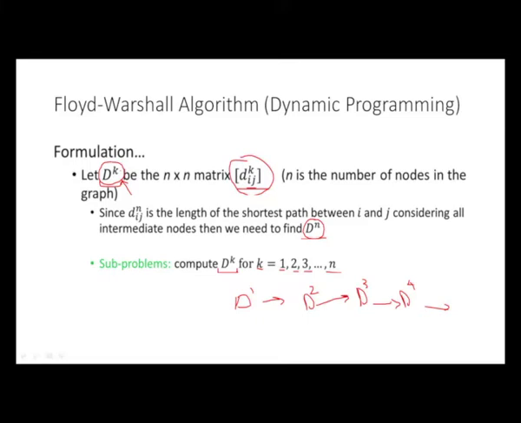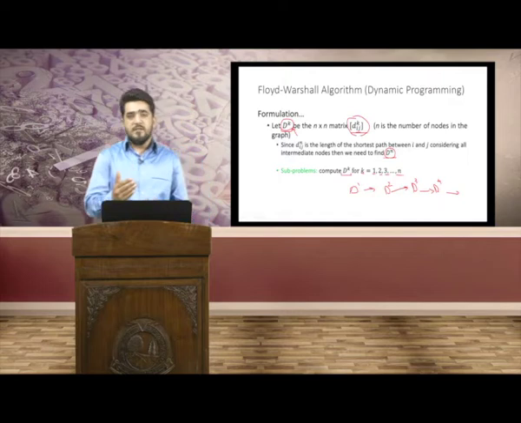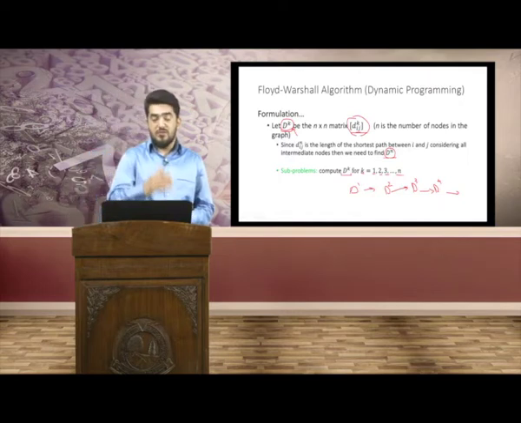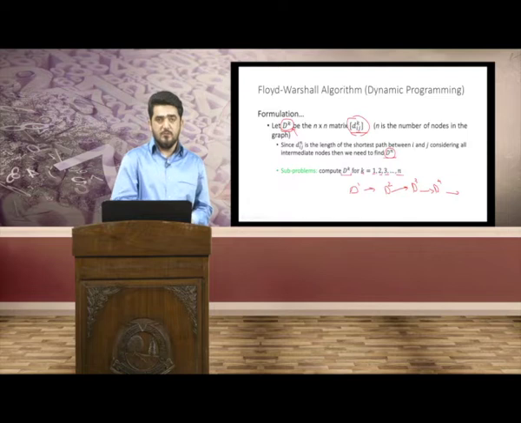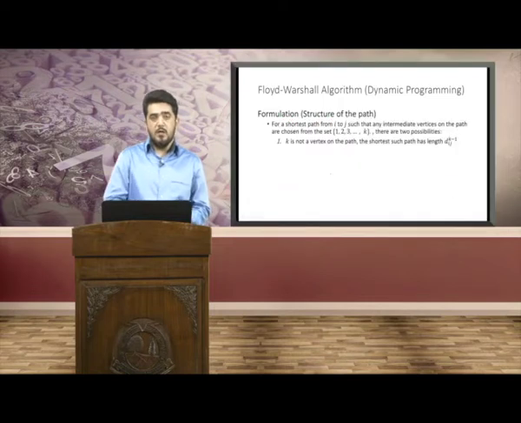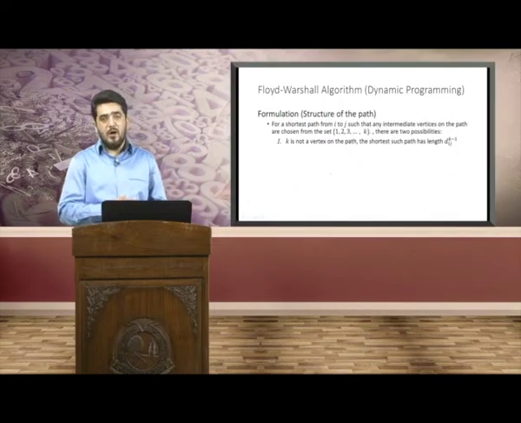So, we will see how we will build upon this notion. Now, there are certain observations that we can make on the structure of the path when we are building a dynamic programming solution to our problem, to the current all pair shortest path problem. Now, this structure of the path will obviously have certain features.